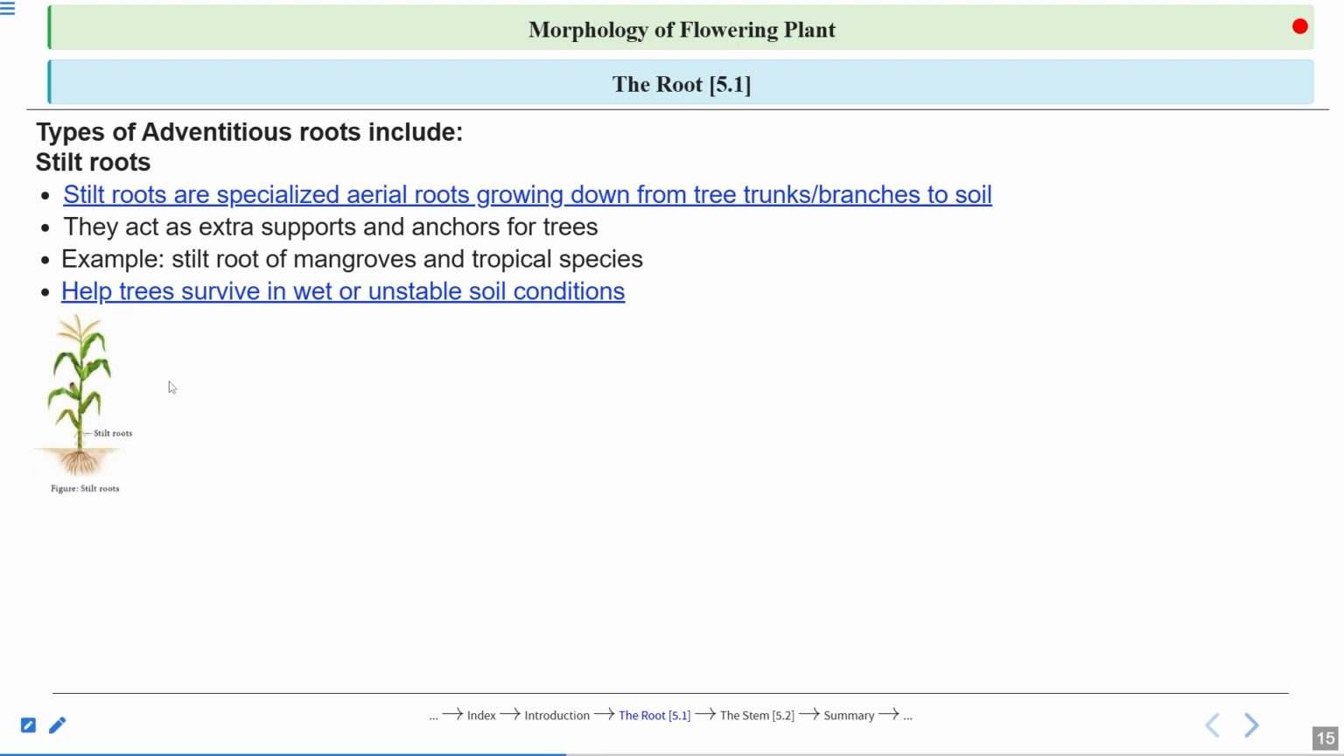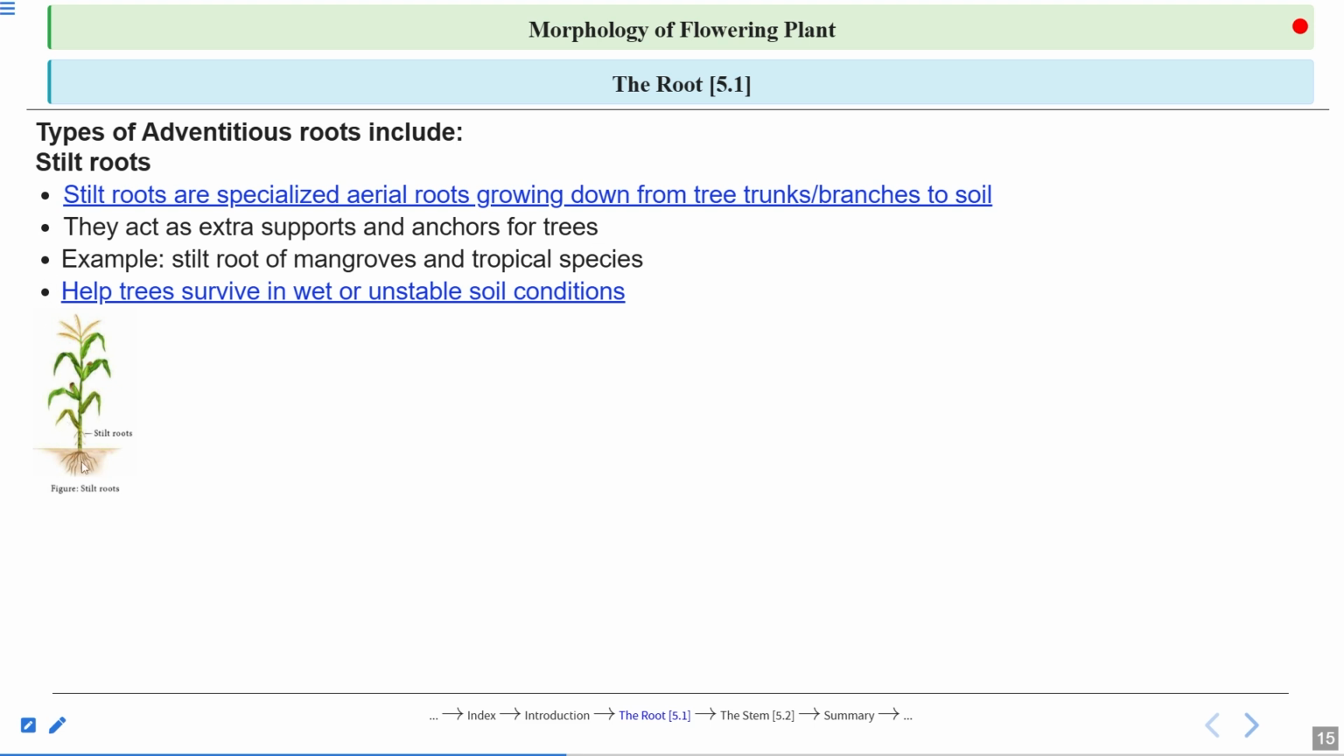So here you can see, this is one of the maize plants. And from the maize plant, you can see these are the nodal regions from where the roots are coming. And what they do, these stilt roots emerge from here and go to the ground, and they get attached to the ground. So in this way, they try to make the plant erect where they are. So they are providing extra support and anchorage to the plants, to the ground.